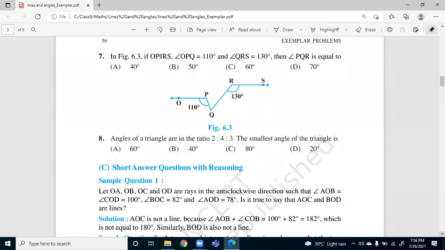So let's come to question number 7. Put the answer on the chat box, and do tell me who is ready for explanation.